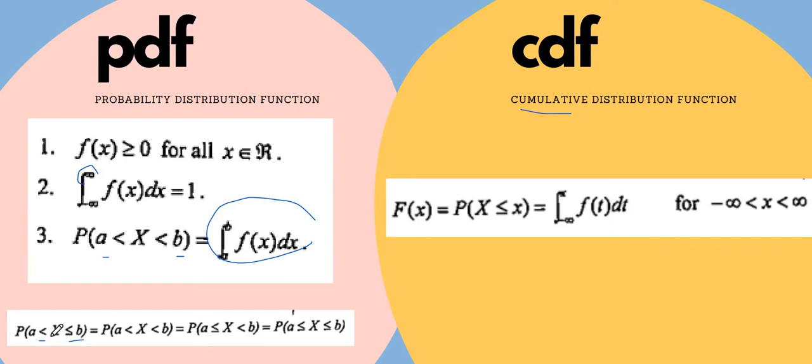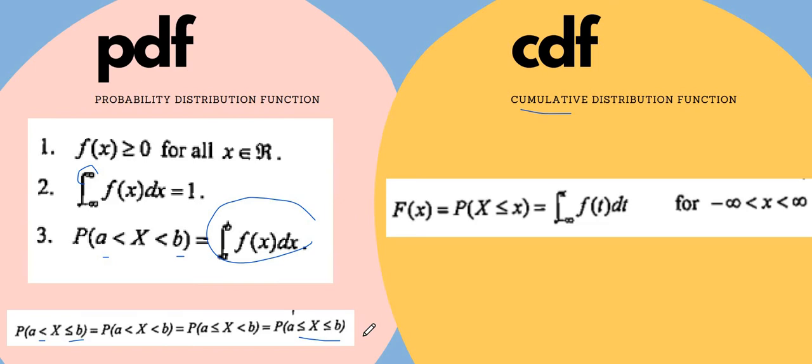Okay, kalau you tengok kat sini, less than and this one is less than or equal. If we have a less than or equal, and both are less than or equal, all of this will lead to the same answer.